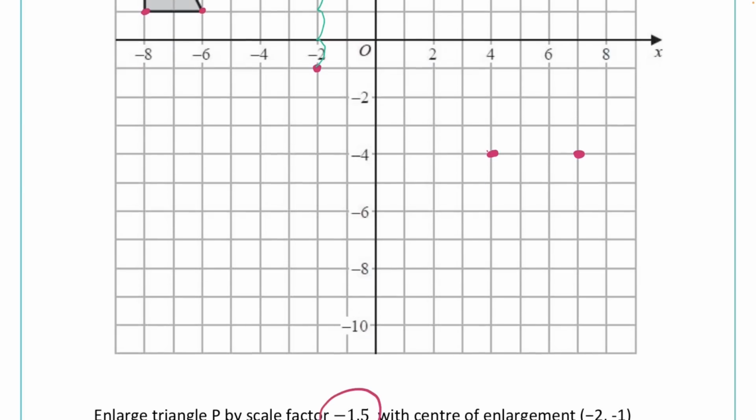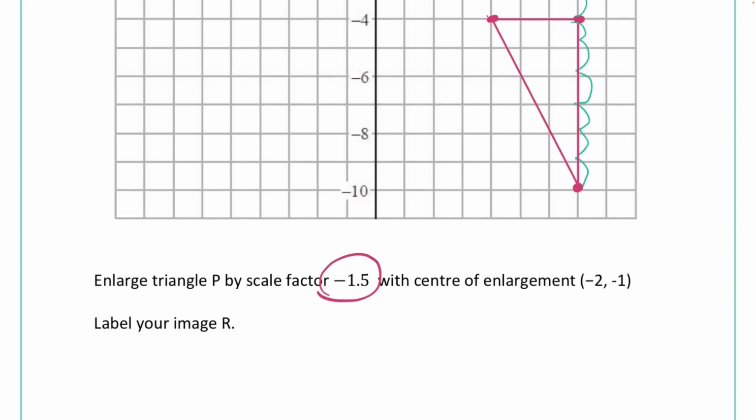So let's make sure we've got enough space. 1, 2, 3, 4, 5, 6, 7, 8, 9, and then 1, 2, 3, 4, 5, 6, 7, 8, 9. And there we go. There is our final coordinate. The shape has gotten 50% bigger, or a scale factor of 1.5, adding that additional 50% on. And there we go, joining it all up.